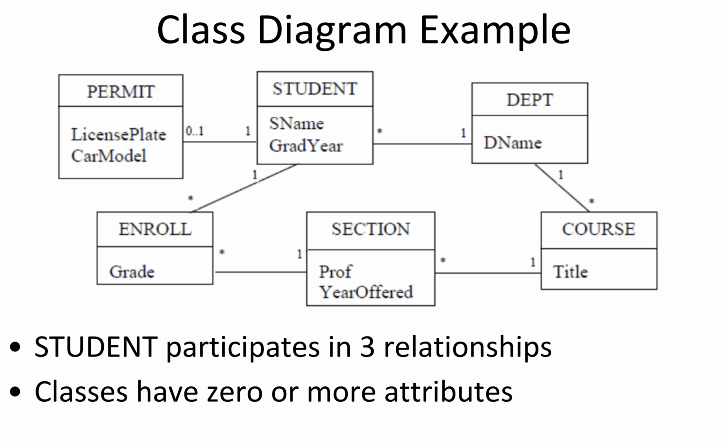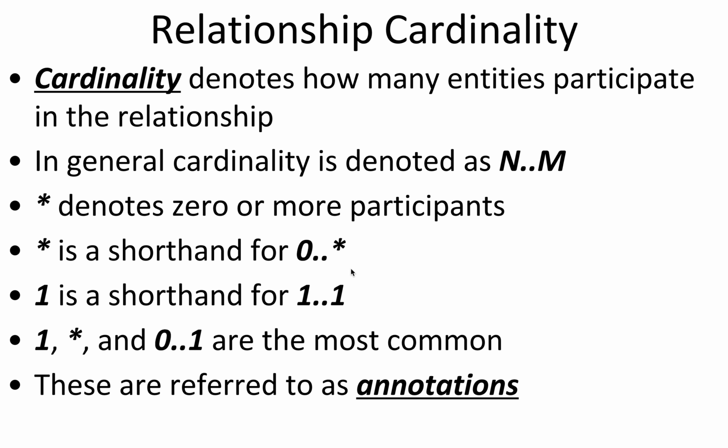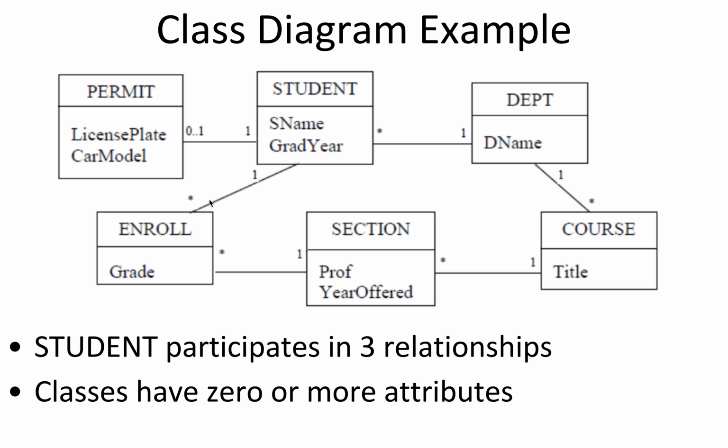So here we identify that the student is participating in 3 relationships: one with the permit, one with the department, and one with the enrollment. And it has multiple different multiplicities. It's a 1 to an optional permit. The department can have multiple students, and the student can have multiple enrollments, can be enrolled in multiple sections. We call these cardinalities. These annotations tell us how many in that relationship are participating.